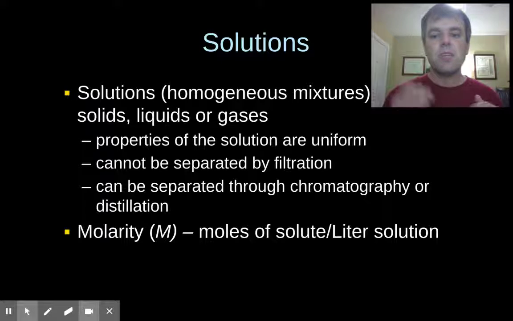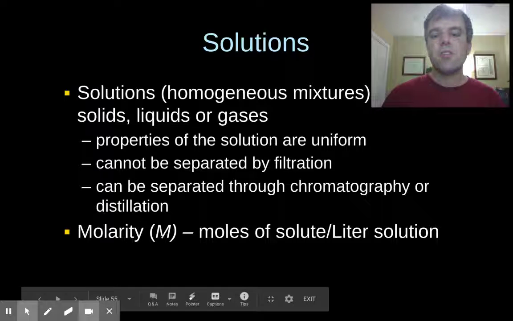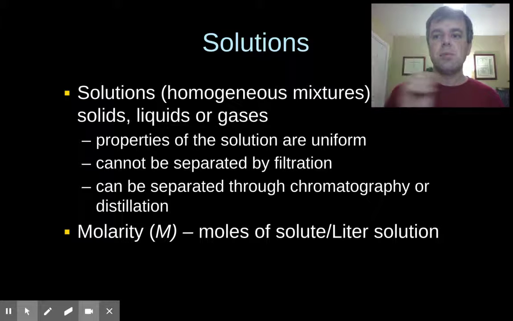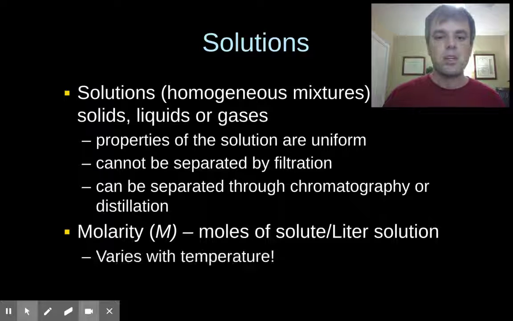Now, molarity is how we're going to calculate the properties of a solution quantitatively. And molarity is moles of solute per liter of solution. So your numerator is moles, your denominator is liters. Molarity is abbreviated with a capital italicized M, or when you write it out by hand, you write an M and you underline it because it's hard to write in italics when you're printing something.